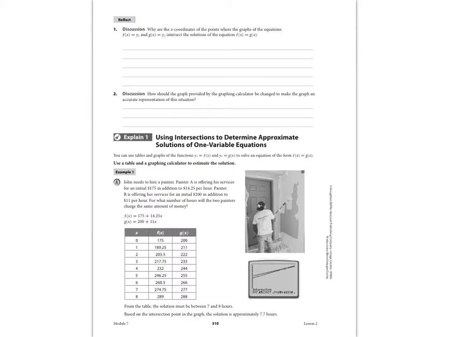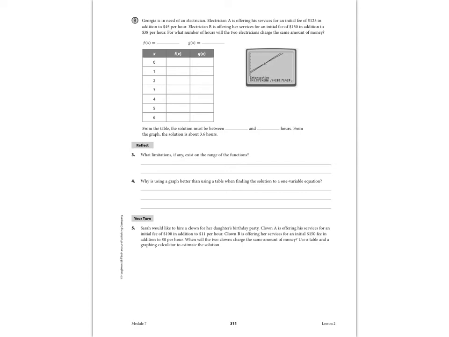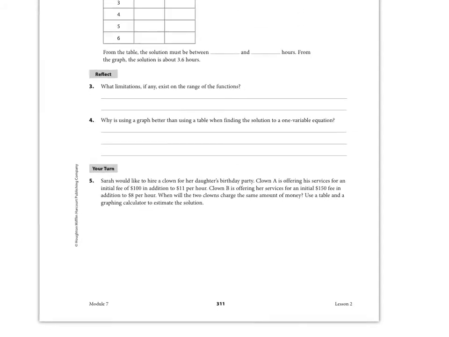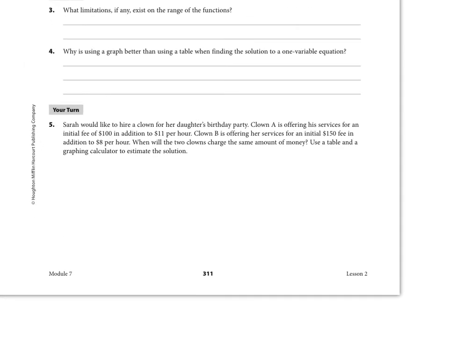Okay, let's look at the next couple pages. Page 311, the your turn. It says Sarah would like to hire a clown for her daughter's birthday party. Clown A is offering his services for an initial fee of $100 in addition to $11 per hour. Clown B is offering her services for an initial $150 fee in addition to $8 per hour. When will the two clowns charge the same amount of money? Use a table and a graphing calculator to estimate the solution. So we're just going to use the table here. No graphing calculator required.